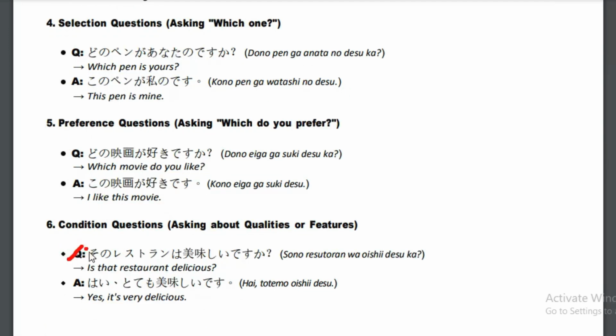So the next question is Sono restaurant wa oishii desu ka? Is that restaurant delicious? So the answer would be Hai means yes. Totemo oishii desu. Yes, it is very delicious.